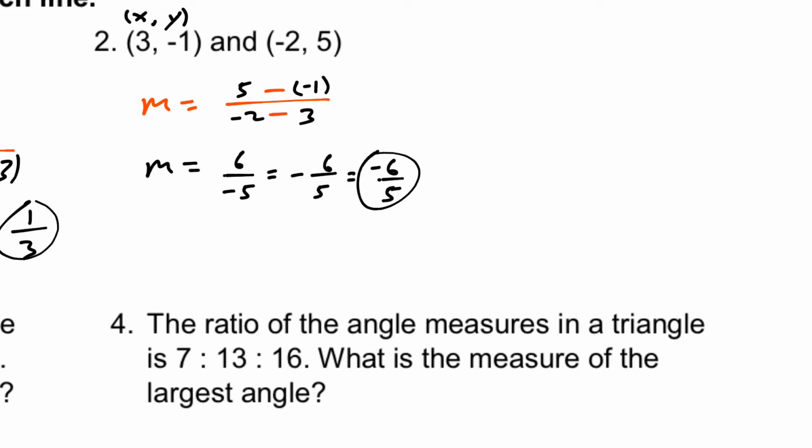So that would be our ratio comparing the change in y to the change in x. And if you remember slope, that would mean that you would move from a point on the graph to get to another point. You would go down 6 units and then right 5.